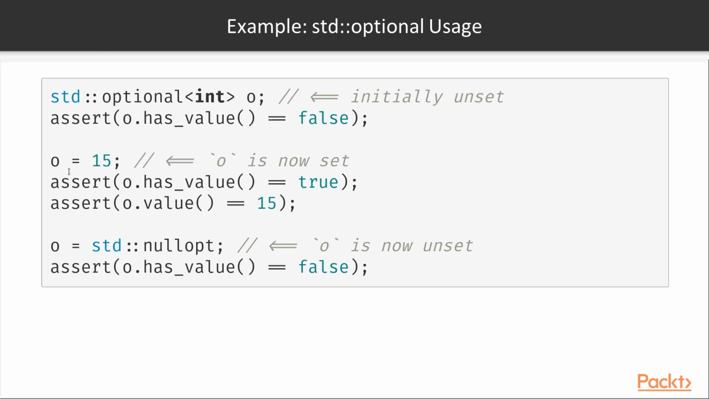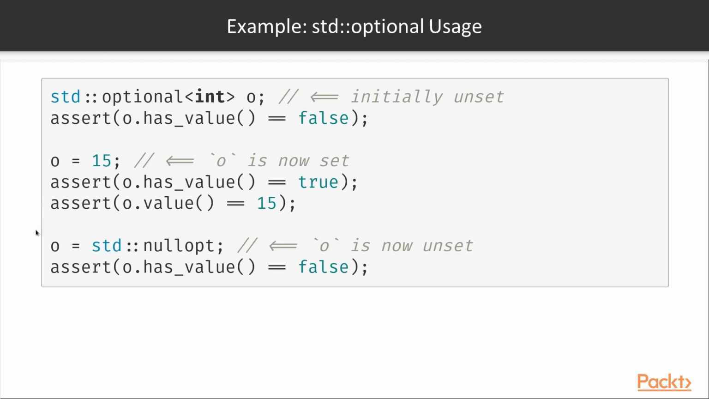If we use the assignment operator with 15, we are saying that we want to create a value of int inside the optional with value 15, and o becomes set. We can then assert that the value of the optional is present and that the value is 15.